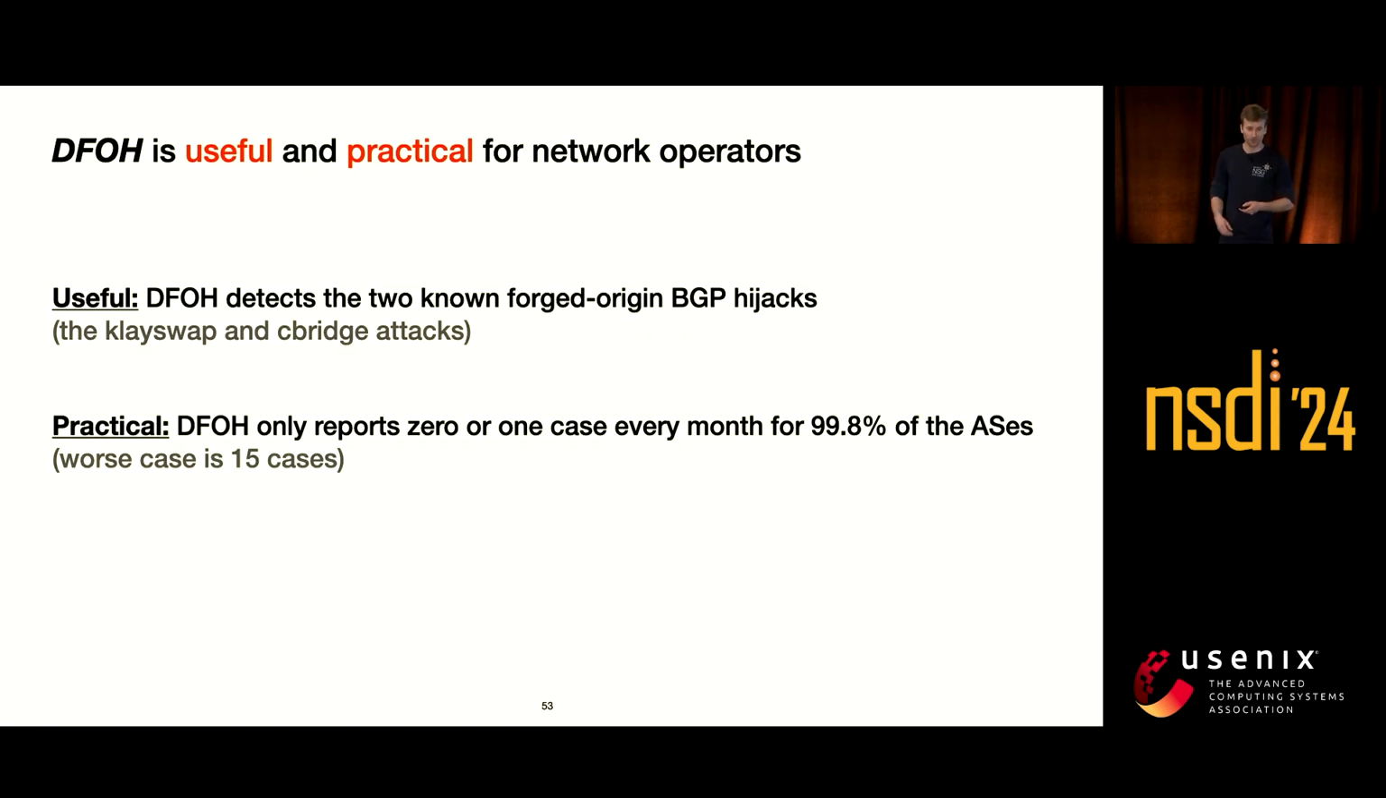And DFOH is actually useful and practical for network operators. It's useful because, for instance, it detected the two known forged-origin hijacks that I mentioned earlier in the presentation. And it's practical because we measured that for 99.8% of the autonomous systems, DFOH only reports 0 or 1 suspicious case every month. Okay, so this is a very tiny number, which allows operators to manually investigate them and take countermeasures if necessary.